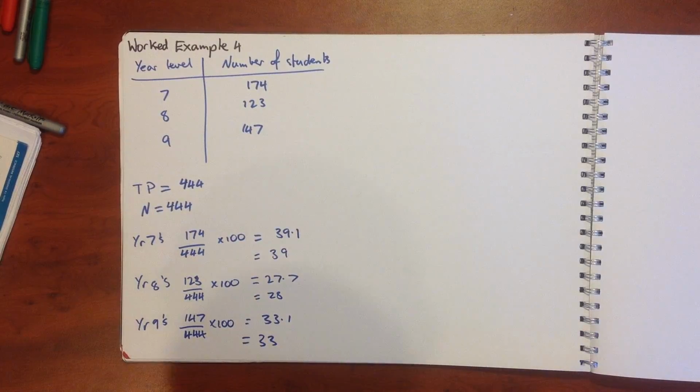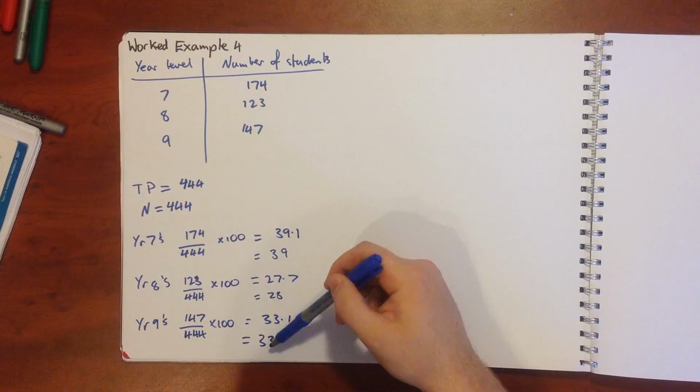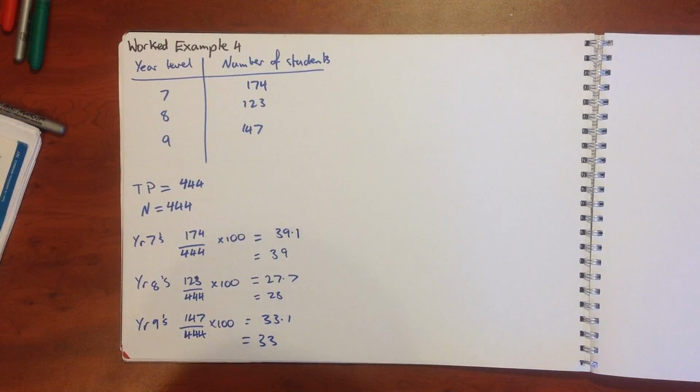When we add that together, we do in fact get our 100. If we go 39 plus 28 plus 33, we get to our 100. So we've got our 100 students. We could have had rounding errors there that meant that we didn't quite have enough, so it's good to double check. And that's all there is to it.